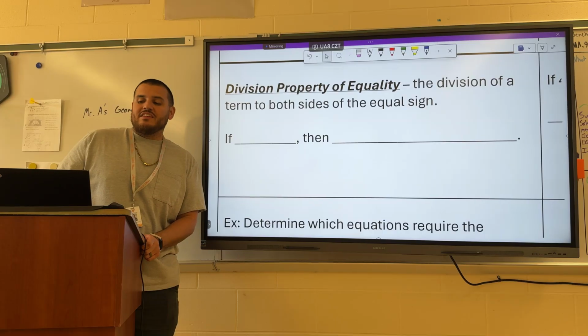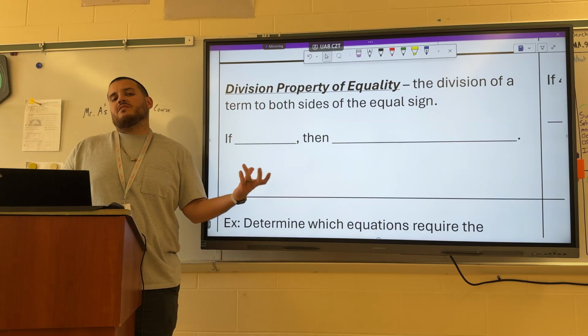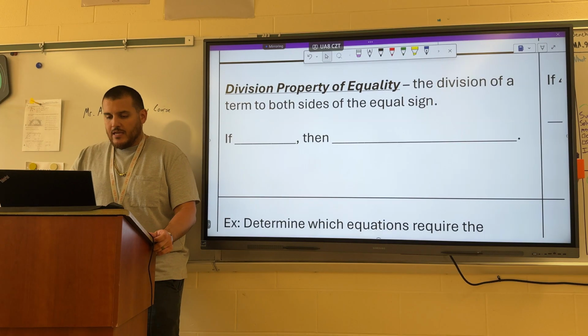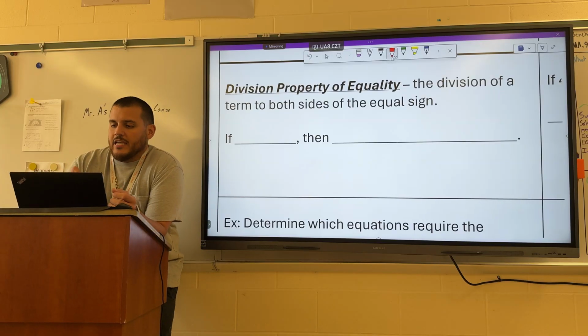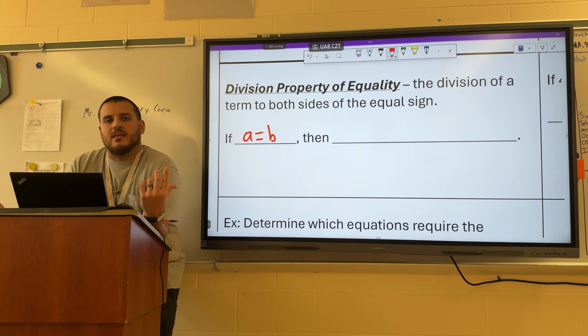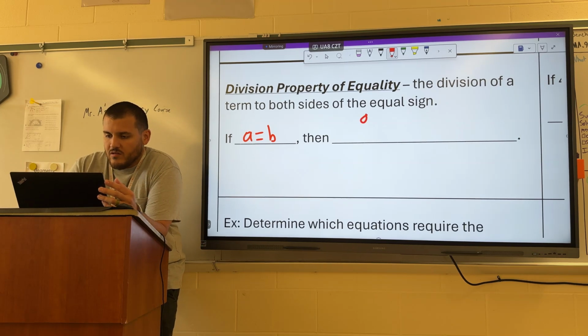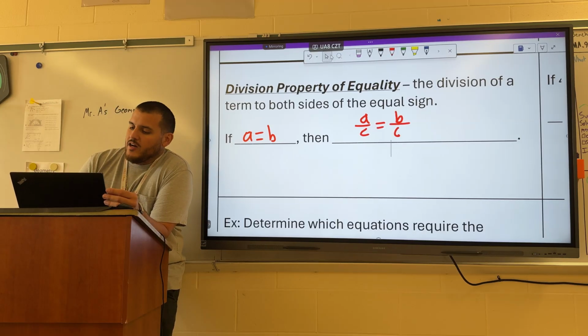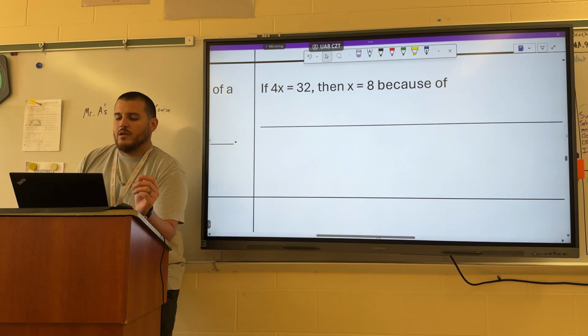Next up, we have the division property of equality, which is dividing both sides of the equal sign by the same term. So again, if we know that A equals B, I can divide both sides by C and still yield equal results. So A divided by C would still equal B divided by C. Right? In our algebra equation over here, we'll get a better example of that.